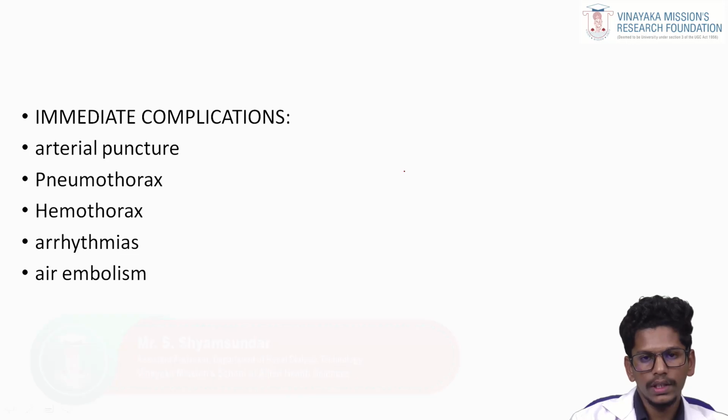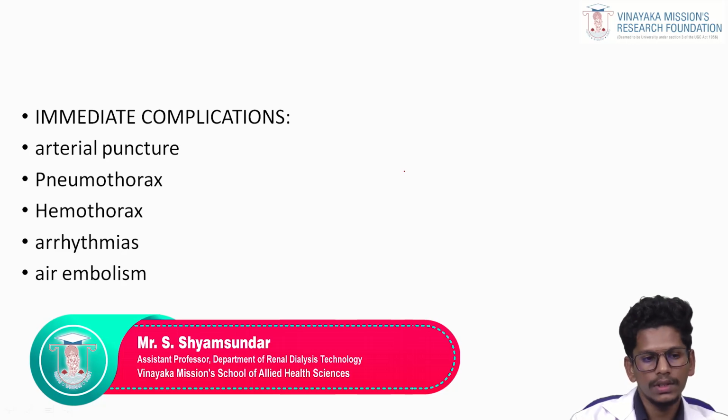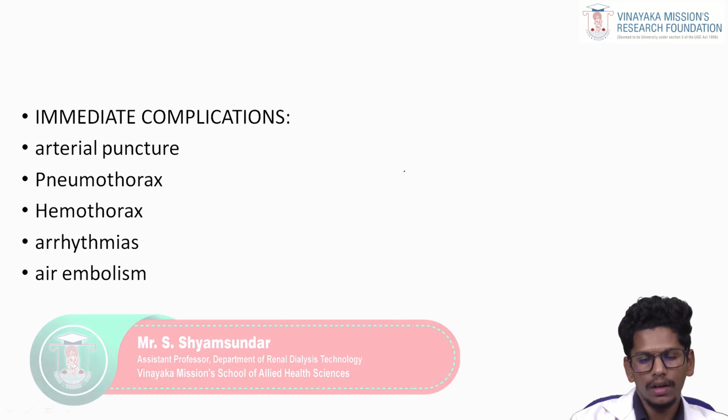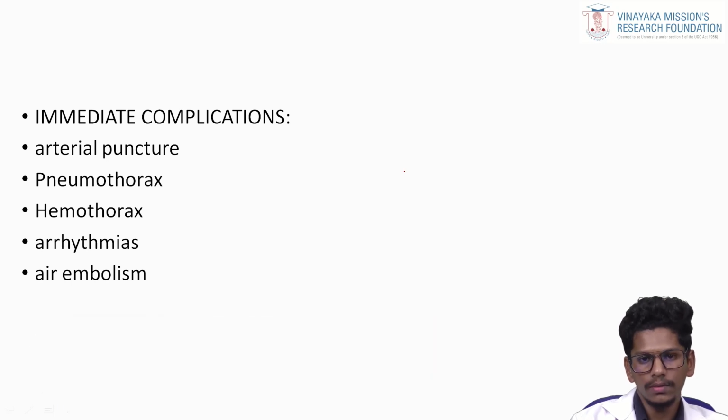Next we are going to see immediate complications. Immediate complications are those that appear at the onset, when we put in the catheter. The immediate complications are arterial puncture, pneumothorax, hemothorax, arrhythmias, and air embolism. Pneumothorax means there is air present in the pleural cavity, and hemothorax means there is blood present in the pleural cavity. Arrhythmias means irregular heart rhythm.